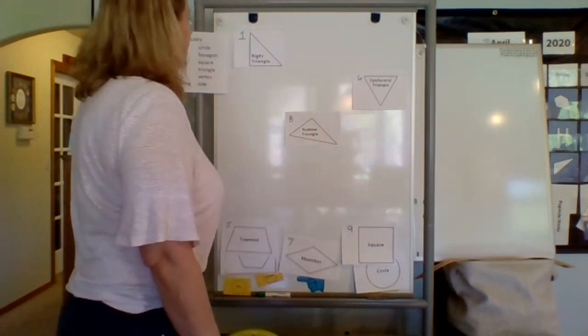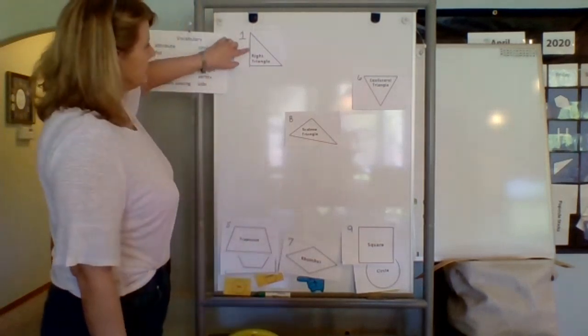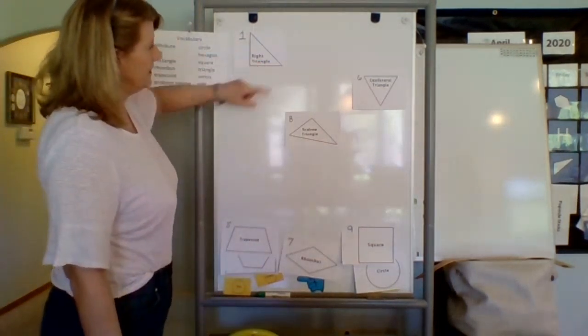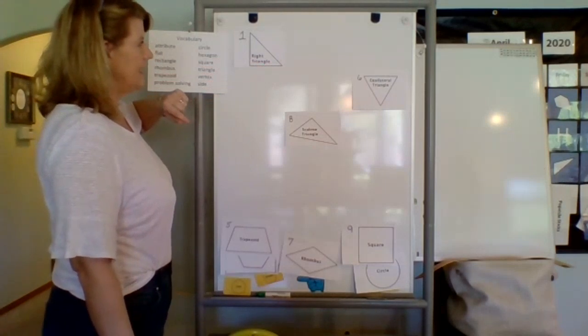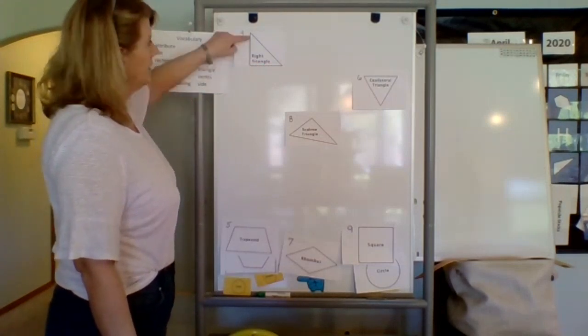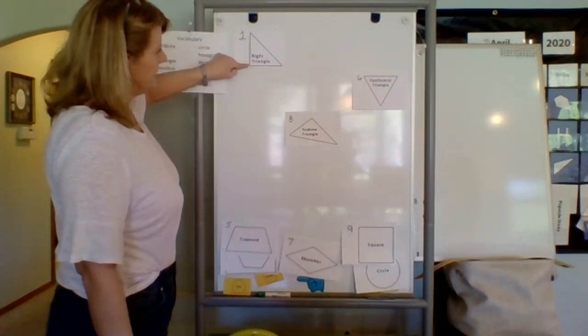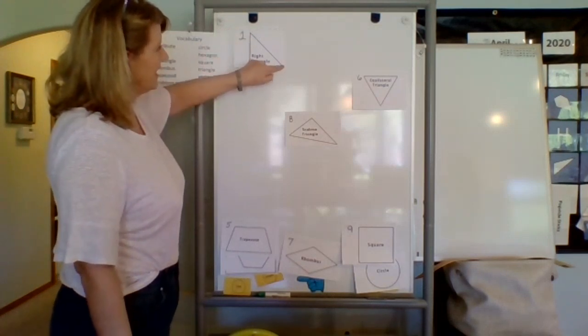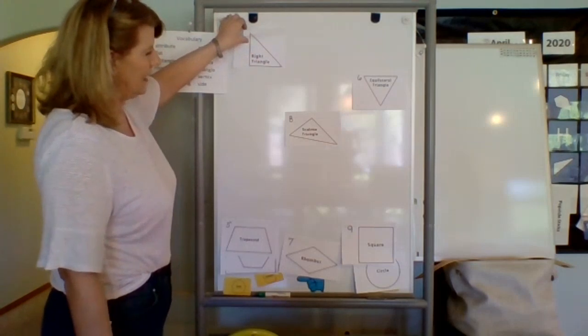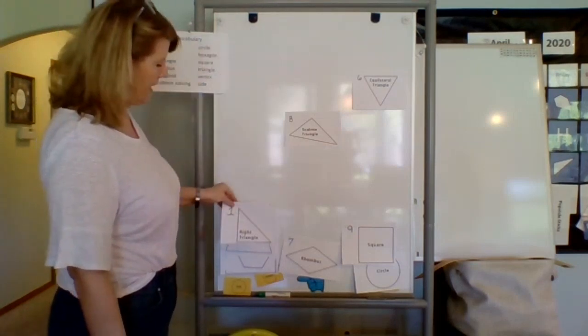Okay. Well, starting with the right triangle, these are not the same length. The right triangle has a line that's medium length, a line that's medium length, and then a long line. I am going to remove that.